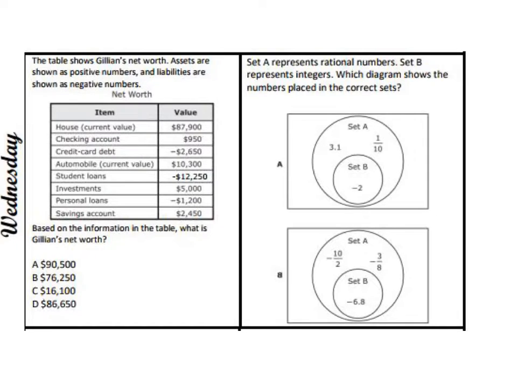Okay. The table shows Gillian's net worth. Assets are shown as positive numbers and liabilities are shown as negative numbers. So based on the information in the table, what is Gillian's net worth?